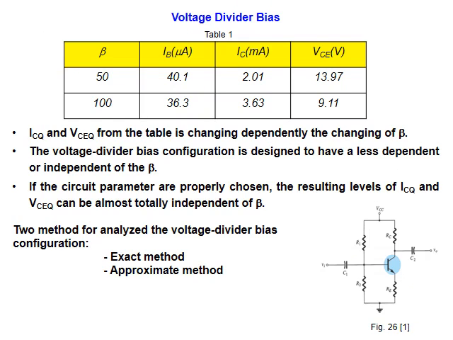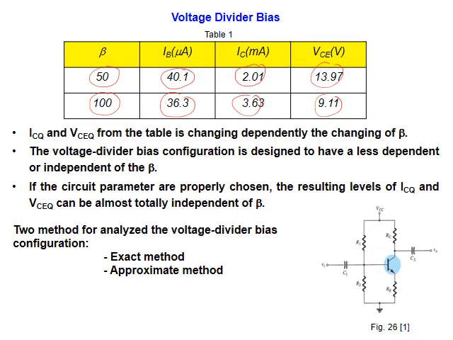Now let me compare. It seems that when beta was 50 for the previous circuit and becomes 100, I base increases, there is a change, okay? And the same thing for collector, and the same thing for V collector emitter. There are differences, but it's still somehow acceptable, okay?